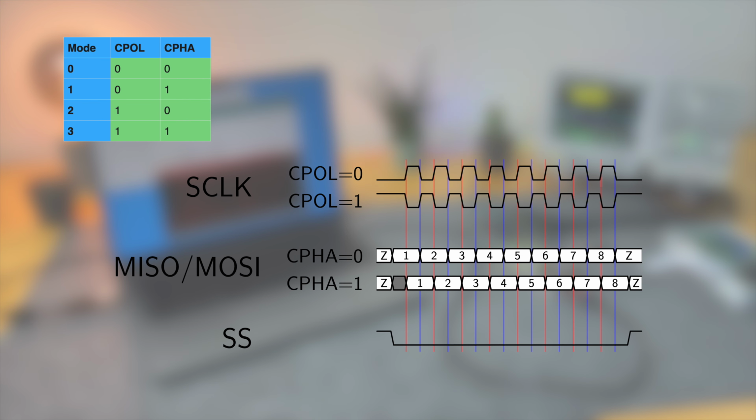SPI is also very flexible in terms of the protocol itself. Generally, there are 4 different protocol modes which differ in the idle mode of the clock and in the time when data is valid. The clock polarity, short CPOL, indicates if SCLK is 1 or 0 in the idle mode. The clock phase, short CPHA, indicates if data on the MISO and MOSI lines is valid on rising or on falling clock edges. All possible combinations of these settings exist, resulting in basically 4 different modes.